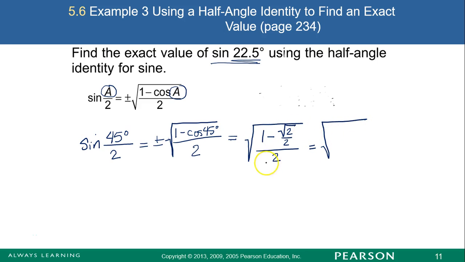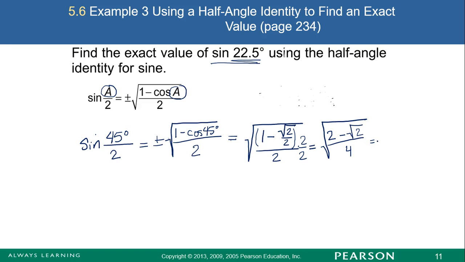Now to find the exact value of this to reduce what's on the inside of our radical here, I am going to say let's multiply by the least common denominator, which is 2. I'm going to multiply both numerator and denominator by 2. And this 2 is going to distribute to both of these numbers, 1 and square root of 2 over 2. So 2 times 1, that gives me 2. 2 times the square root of 2 over 2 gives me the square root of 2. And then 2 times 2 gives me 4.